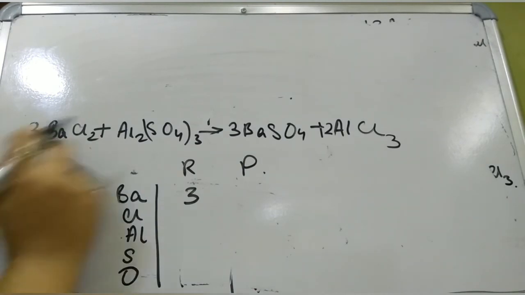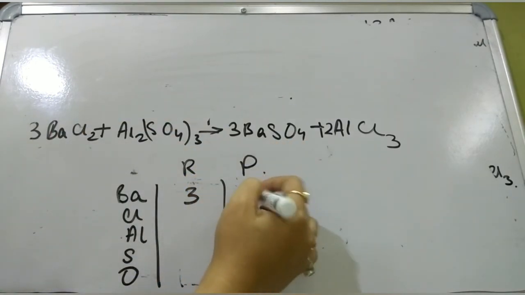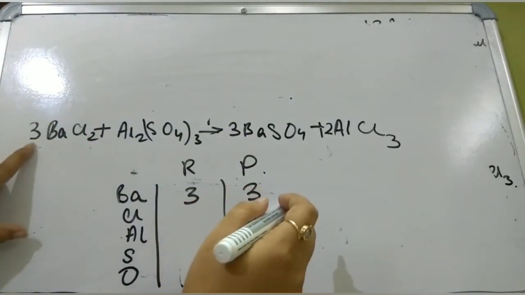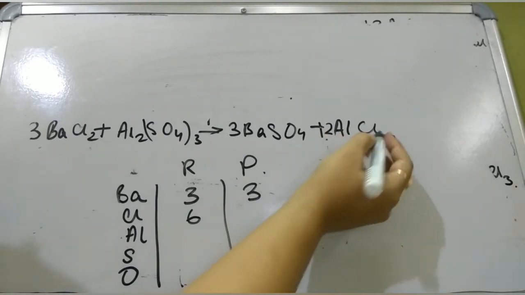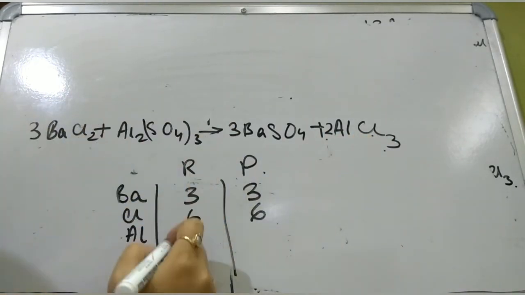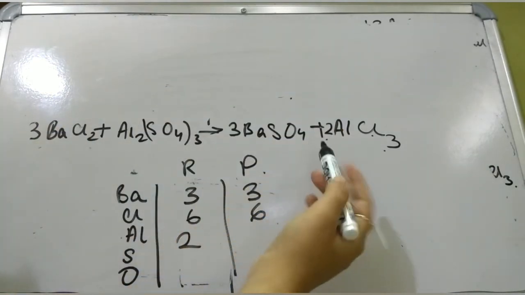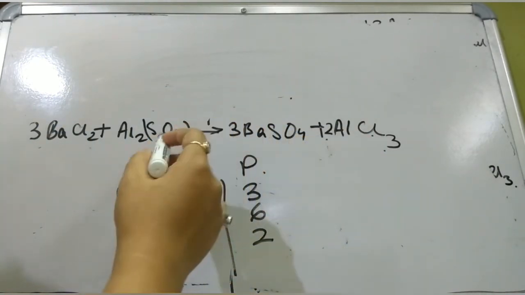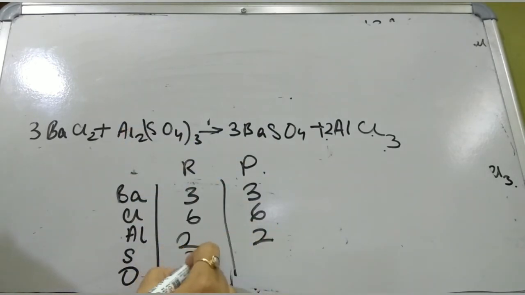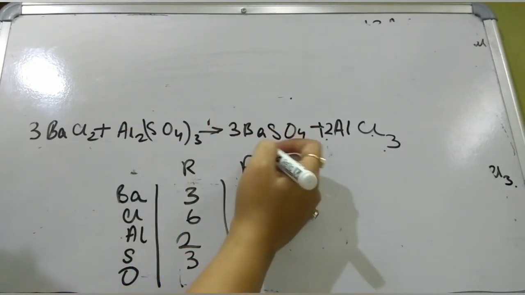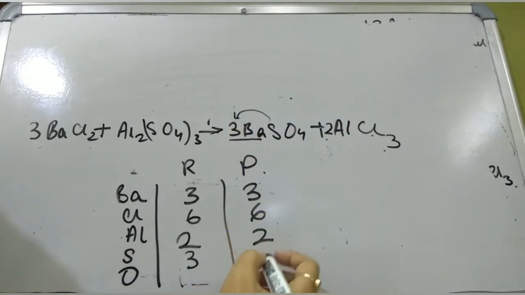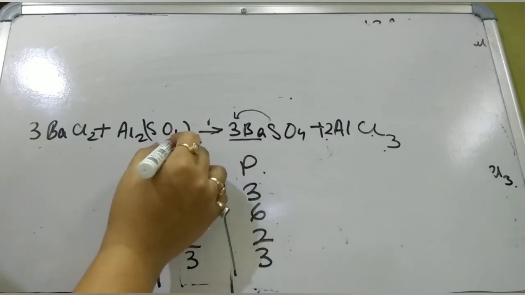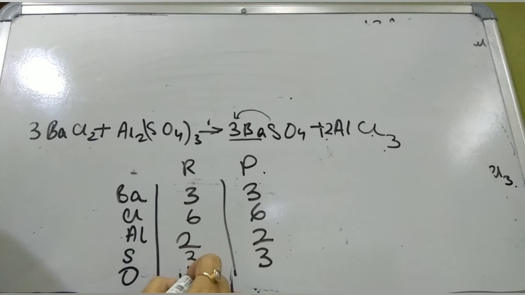So 3 barium in the reactant and 3 in the product. Now for chlorine, we have 3 times 2, 6 chlorine in the reactant side, and again 2 times 3 is 6 chlorine in the product side. Aluminium, we have 2 in the reactant side and 2 in the product side. Sulfur, we have 3 in the reactant side and 3 in the product side, so 3 atoms of sulfur. So we will write here 3. And oxygen, we have 4 times 3 is 12 in the reactant and 12 in the product side.